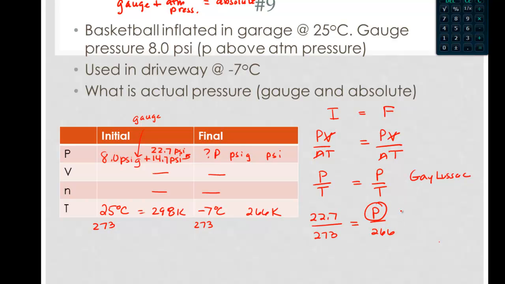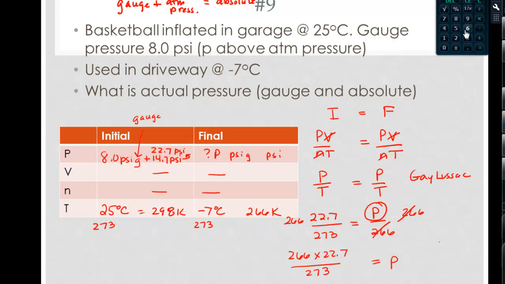We're solving for pressure, so we're going to multiply both sides by 266, and our pressure will equal 266 times 22.7 divided by 298. So putting this in the calculator, 266 times 22.7 divided by 298 equals, and we get 20.3. Now this is psi.